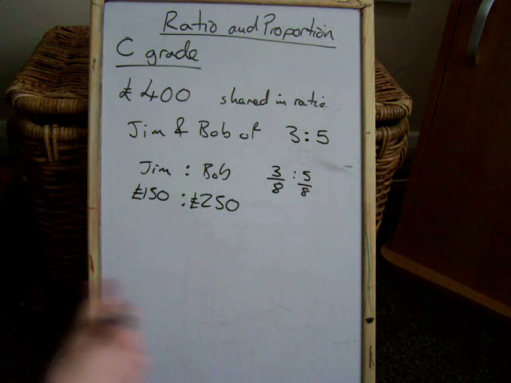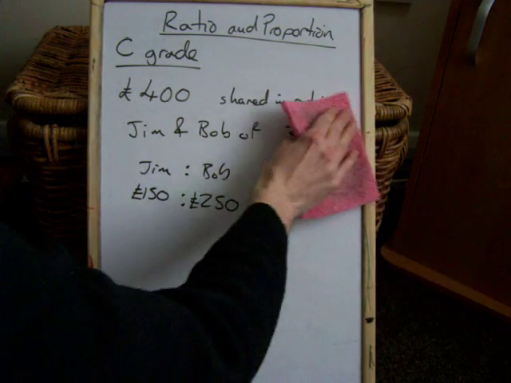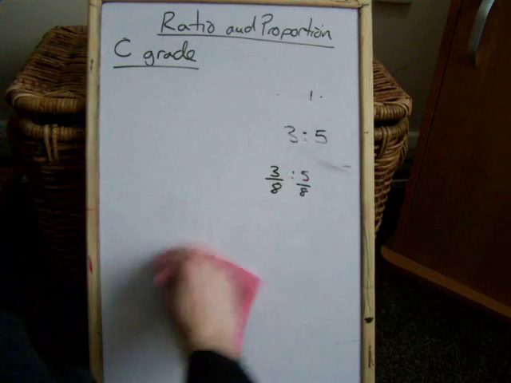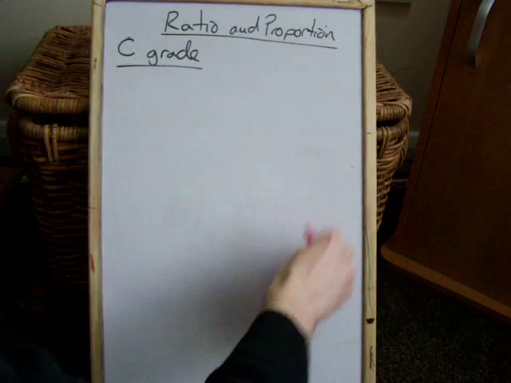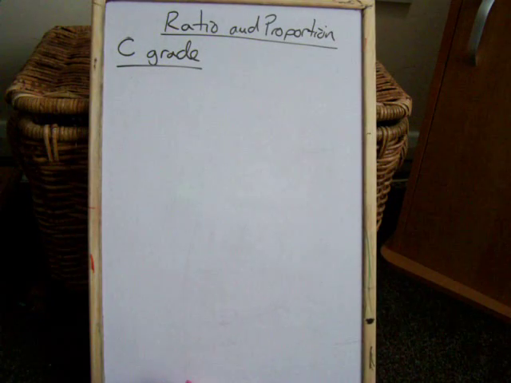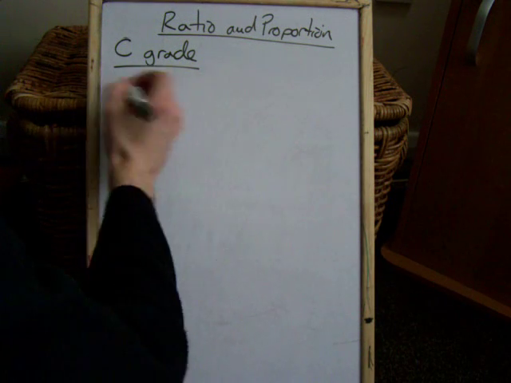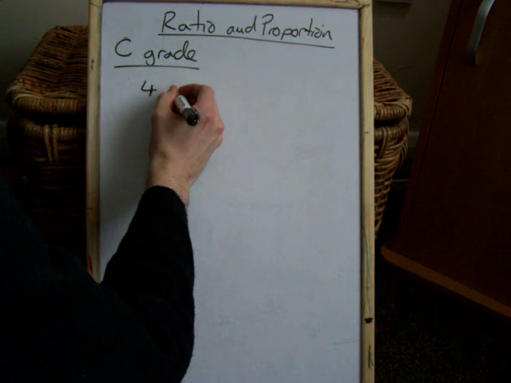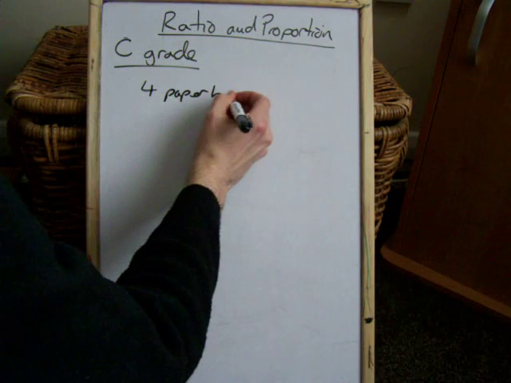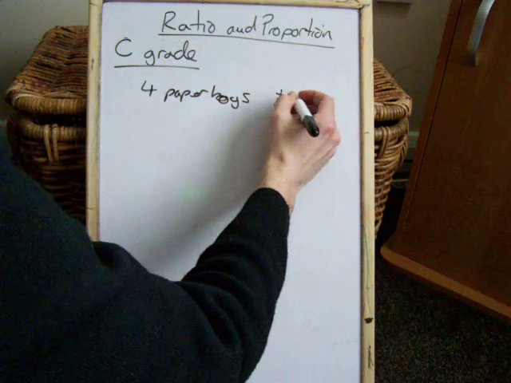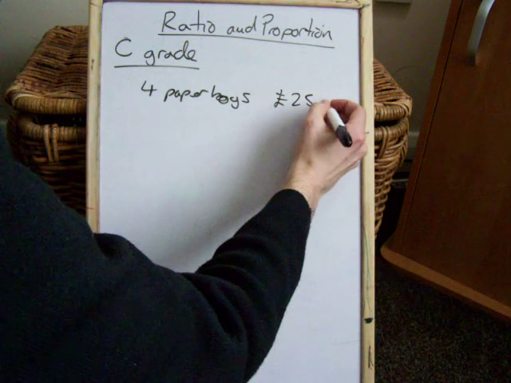Job's a good one. Right, other thing they might do, still working on C grade, is a method of sharing out using the unitary method. Now the unitary method means you find one unit and you're able to multiply it up. So another example is you've got a newsagent who has 4 paper boys, and between them altogether the newsagent pays out £25 per week.